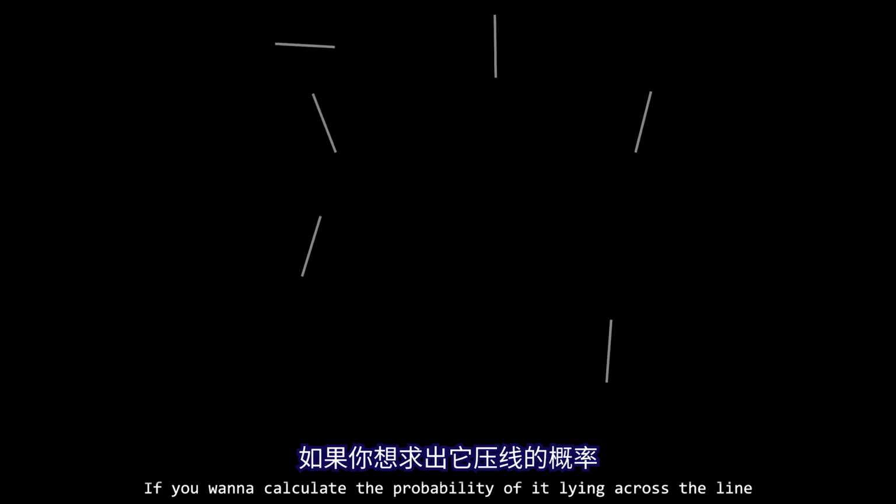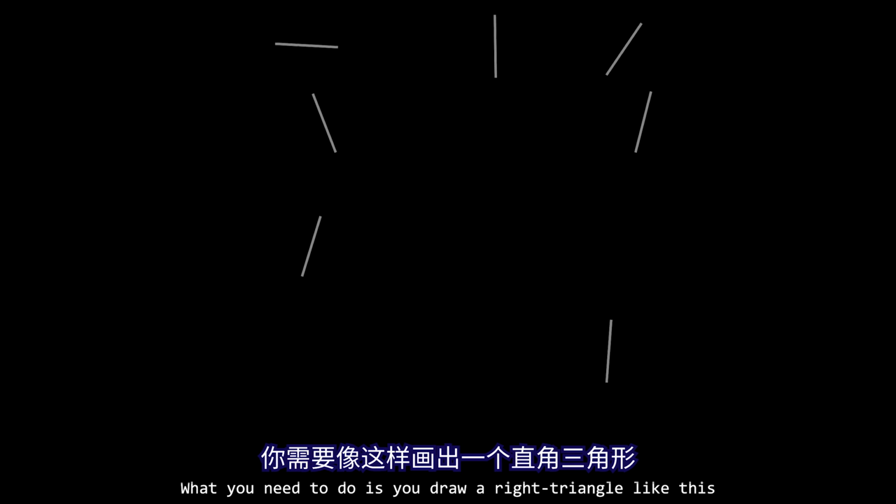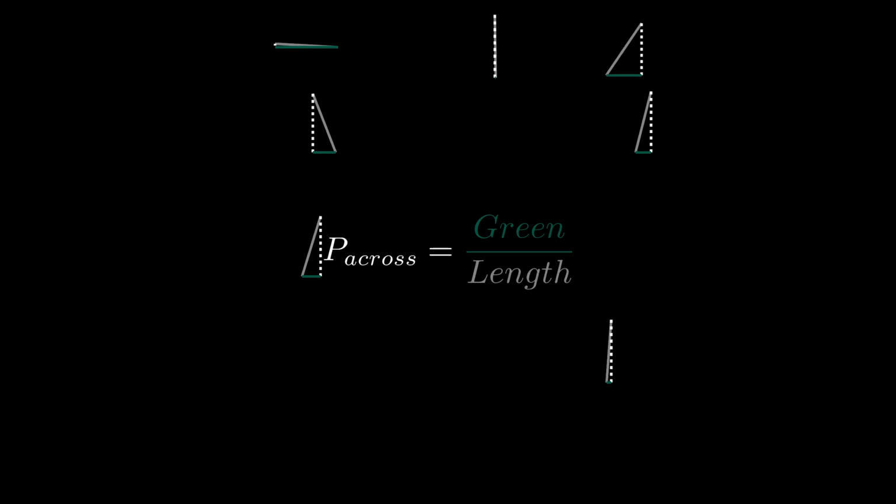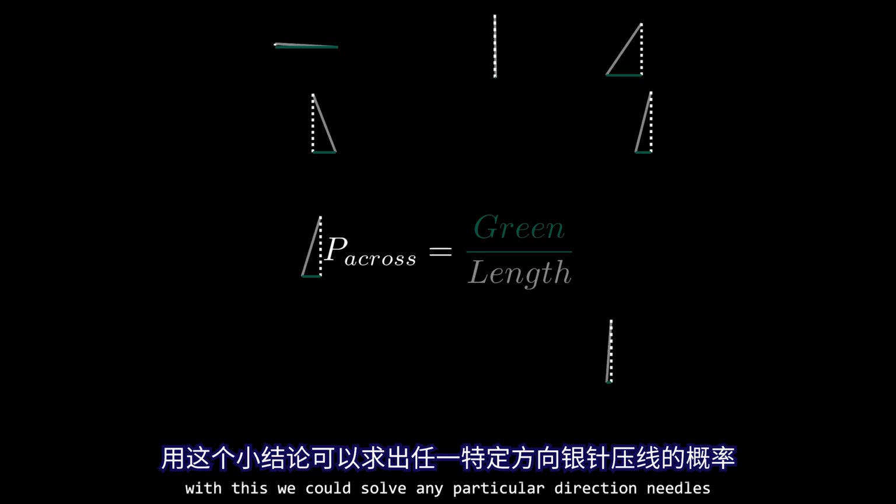Because it's so important, let me say it again. For a needle with a particular direction, if you want to calculate the probability of it lying across the line, what you need to do is draw a red triangle like this and calculate the base green line over the length of the needles. With this, we could solve any particular direction needles.